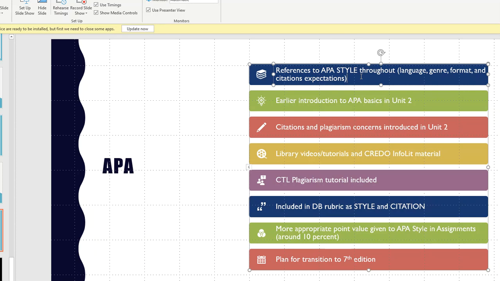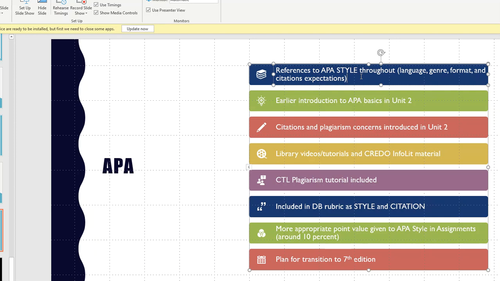And they will be learning this step by step. So we're not throwing them in and expecting them to master APA in Unit 2. They're asked to cite the Writing Center link real quickly and easily with just a hyperlink. They're not asked to do it in APA format yet, but they're learning APA style as they go along.